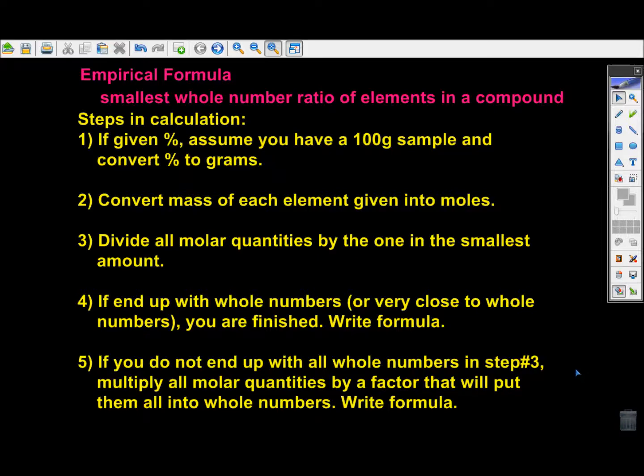In this video, you're going to learn how to calculate empirical formulas from data that you're given. Now, the empirical formula by definition is the smallest whole number ratio of elements in a compound. There are some steps that you're going to use in calculating this formula.